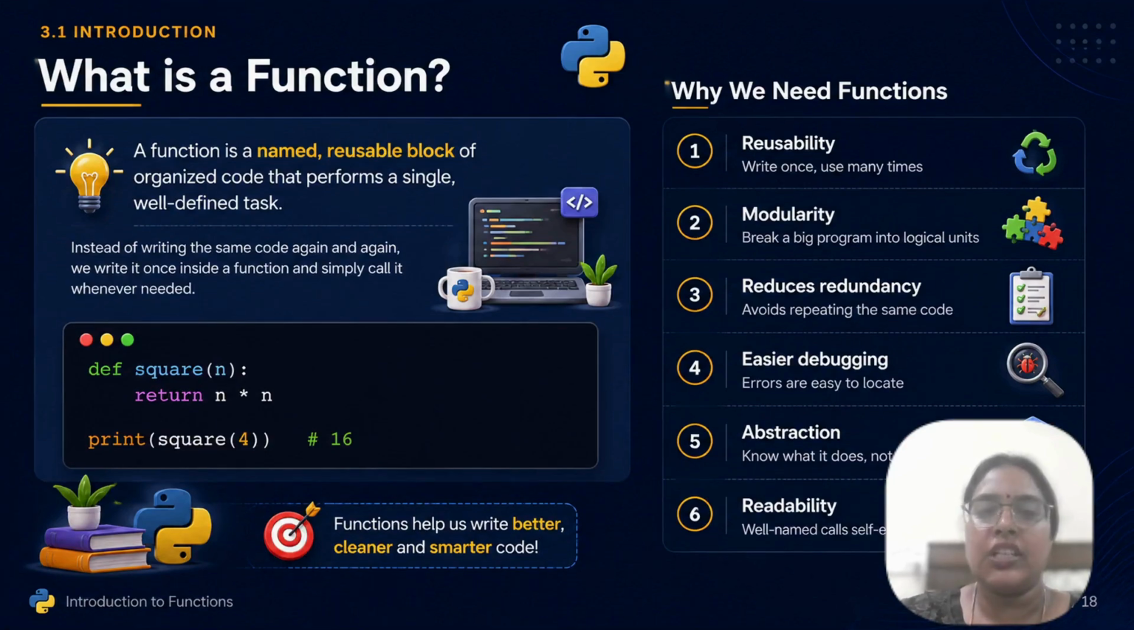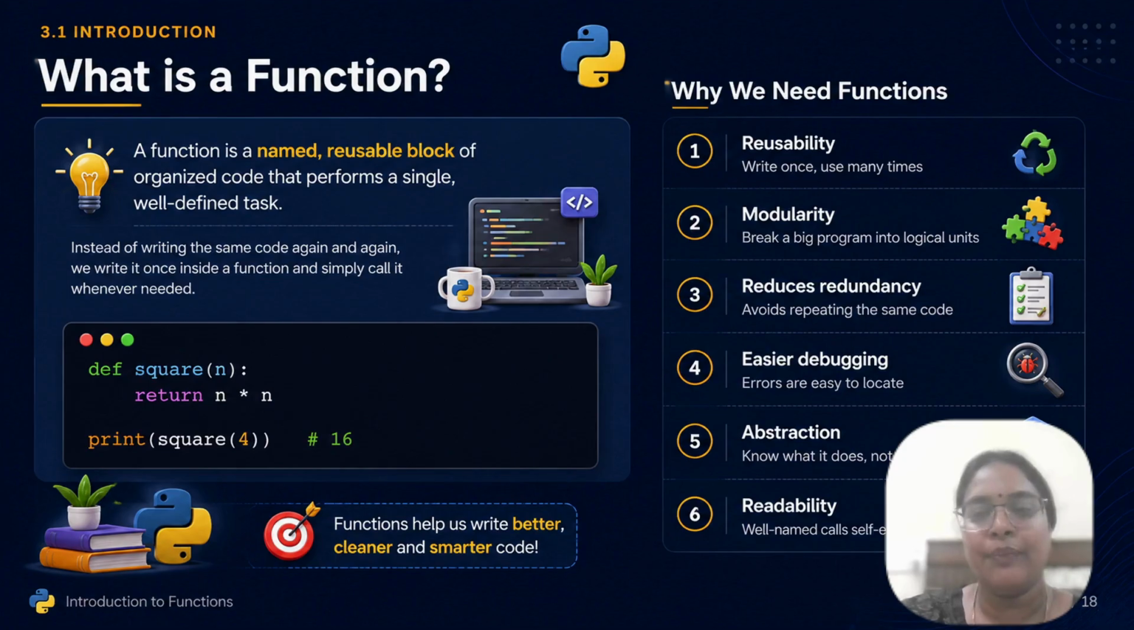What is a function? It is a piece of code which can be reusable to perform a specific task. But this function will be having a name. That's the reason why definition was mentioned. A function is a named reusable block of organized code that performs a single well-defined task. Instead of writing the same piece of code again and again, we write the code once and call it n number of times.